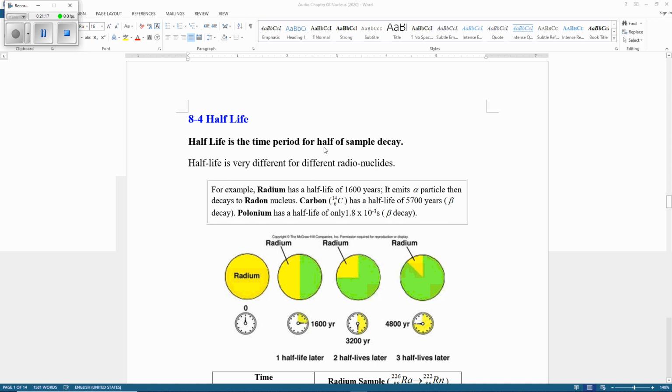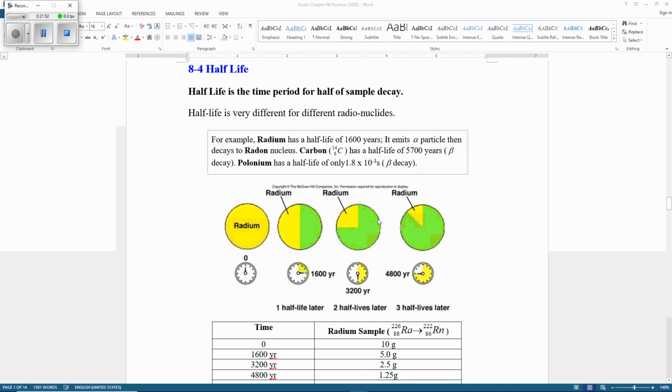When radioactive decay happens, some decay goes very fast, some very slow. For example, radium has a half-life of 1,600 years, and carbon-14 is even longer, close to 6,000 years. But some, like polonium, have a very short half-life, 1.8 microseconds. So some radioactive decay goes very fast, some very slow.